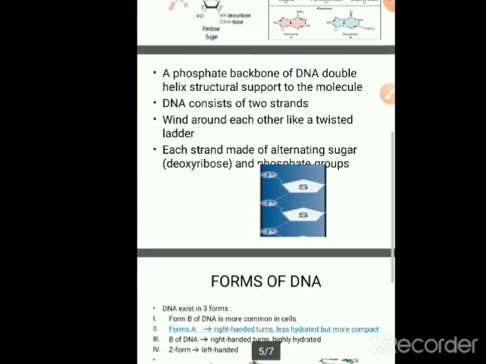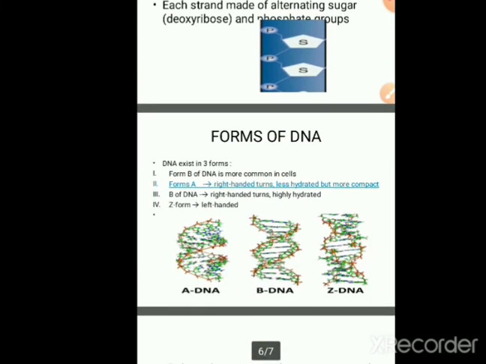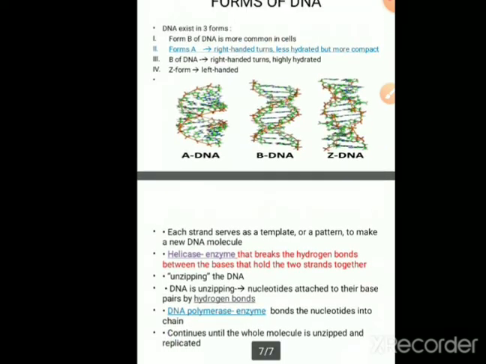Next, we have learned different forms of DNA, which are form A, form B, and form Z. A and B are both right-handed, while Z is left-handed. Then about helicase, which breaks hydrogen bonds. Then we learned DNA polymerase, which is responsible for binding different nucleotides together.